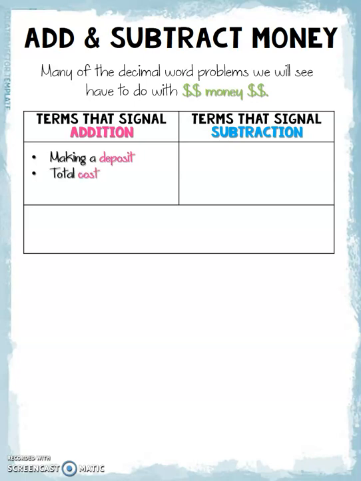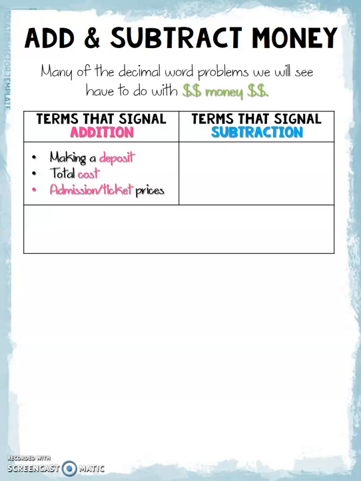You also could have to add if you're trying to find the total cost of something. A lot of times you'll see that you need to add together more than one purchase to find your total cost. This is an addition signal. Same thing with admission or ticket prices. A lot of times in decimal story problems, you'll need to add together more than one ticket price to find out how much it's going to cost to get into an event or a sporting game, something like that. So those are some terms that often signal addition.